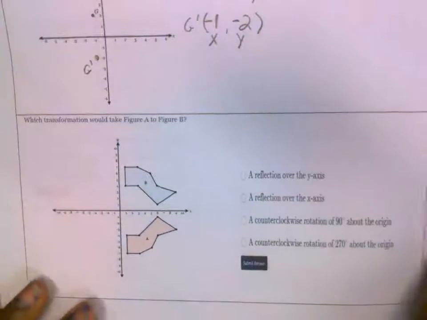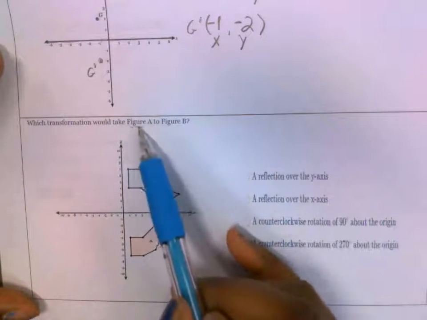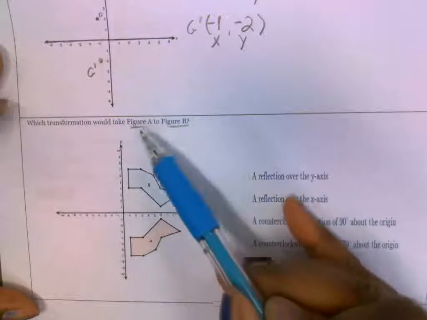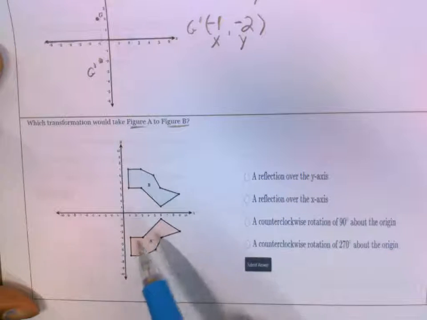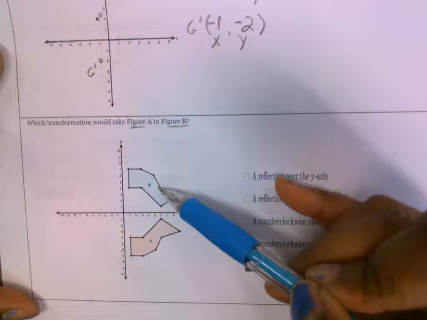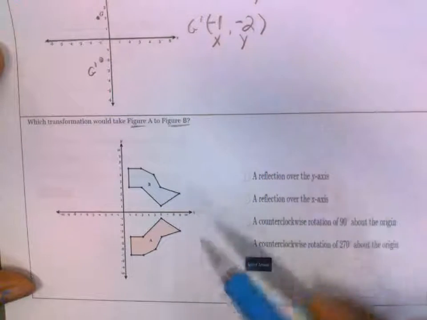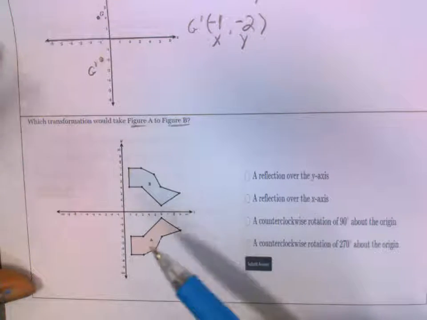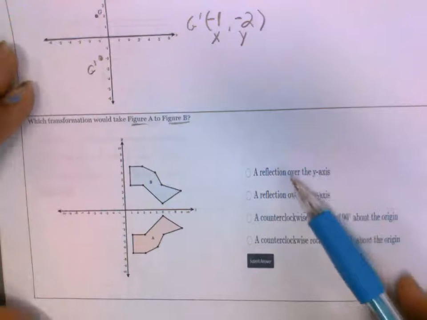In the next section, they're going to give you figure A, figure B. Your figure A is going to be where the object started. Your figure B, obviously, is going to be where the object landed. And you have to figure out what transformation was used to get from A to B. Okay? So these are the options here.